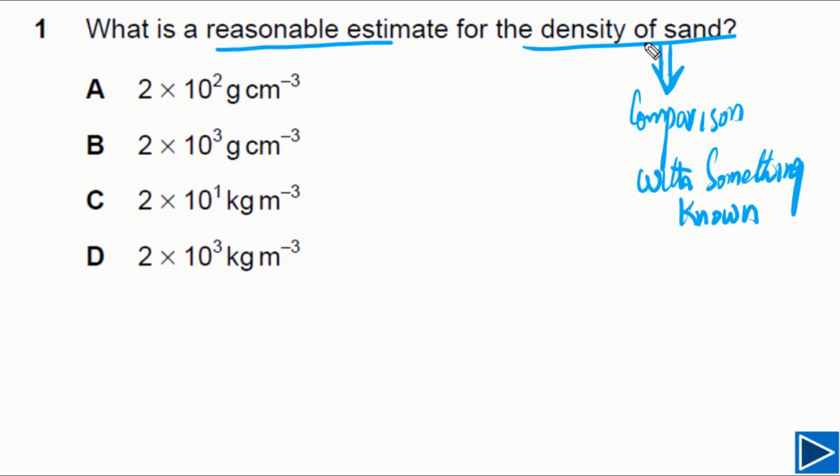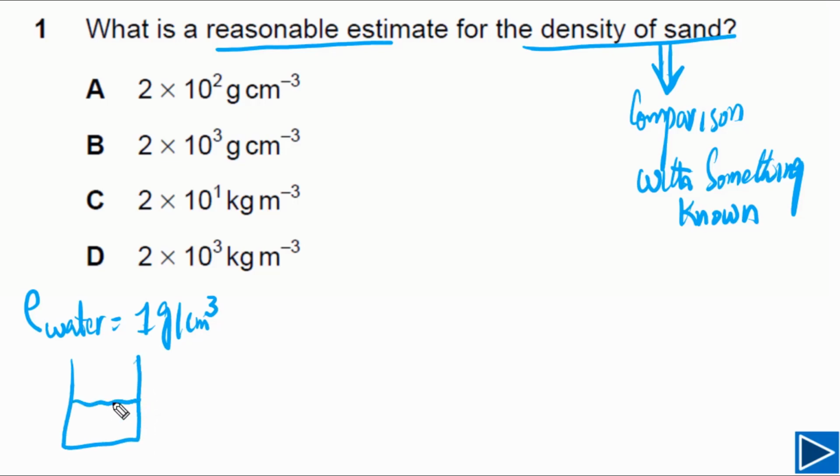For this question, we need to estimate the density of sand. The best way to estimate the density of sand is to use the density of water, which is about 1 gram per cubic centimeter. Now, let's say this is a glass of water, and if we place sand inside this glass of water, the sand will sink and finally stay at the bottom of the glass. From here we can conclude the density of sand is greater than the density of water.